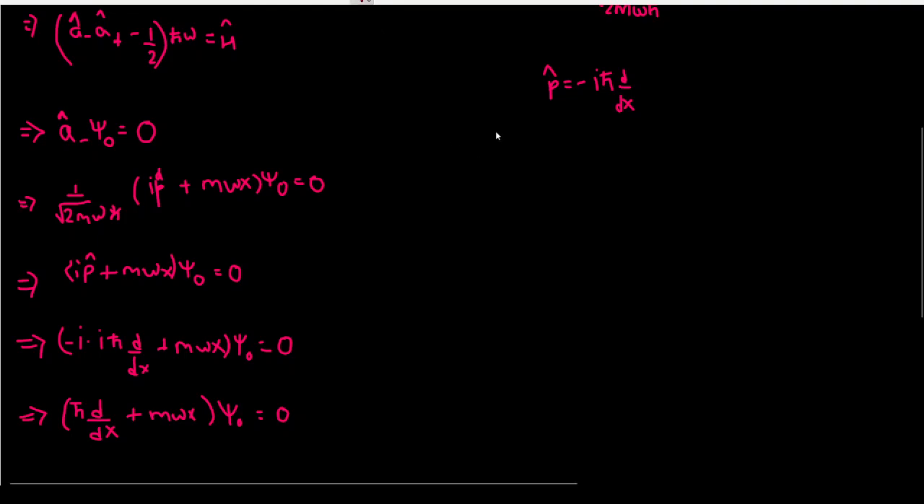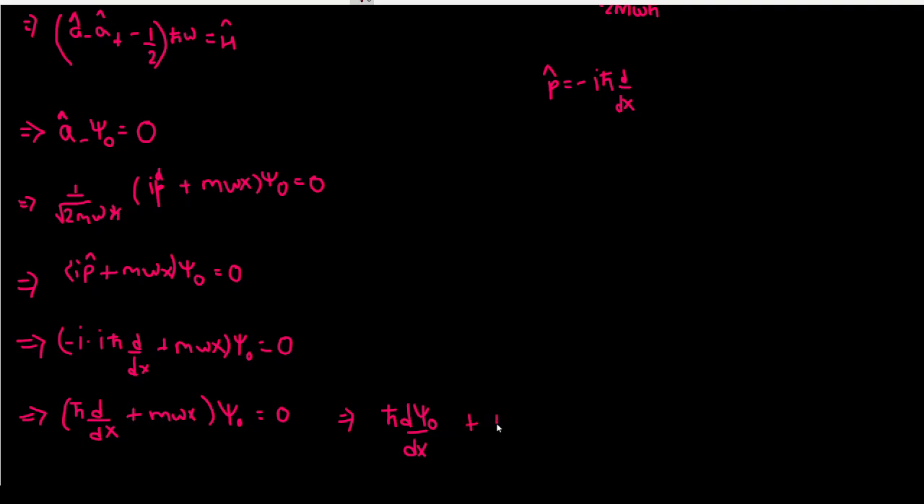So the differential equation here is very easy to solve. First of all, I have to write it in a more simplified form. So how can I write this in a more simplified form? Multiplying this out, you can get h-cut d psi naught divided by dx, plus m omega x psi naught is equal to 0.